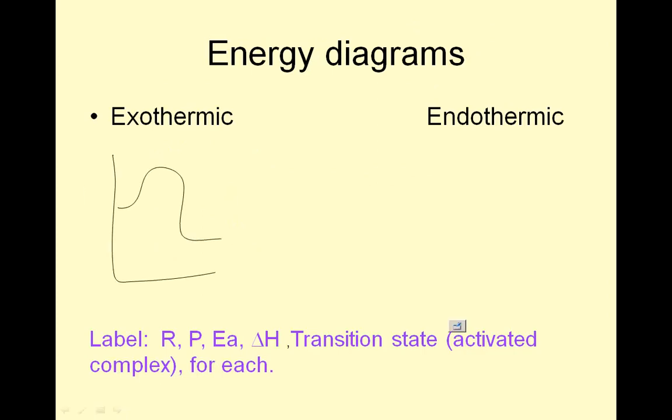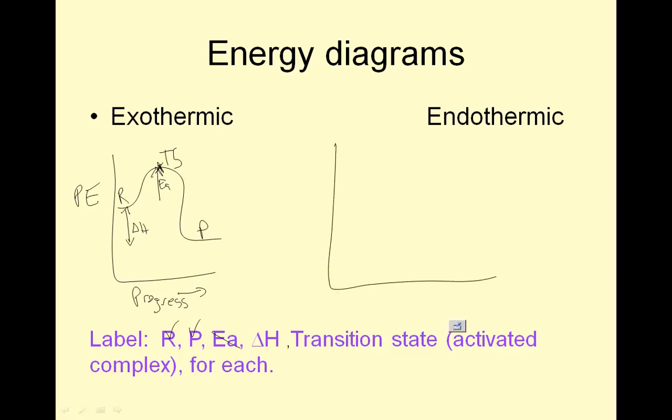So this is potential energy. This is progress of the reaction. So if this is the progress of the reaction going this way, you're going to start with reactants. You're going to end with products. The activation energy is the energy from the reactants up to the top of the hump. So this is the EA. And delta H is the energy change from reactants to the products. Delta H. And the transition state is a physical thing. TS. And there's the activated complex for each.